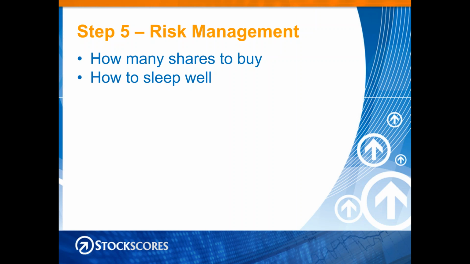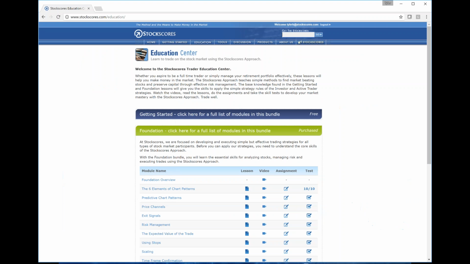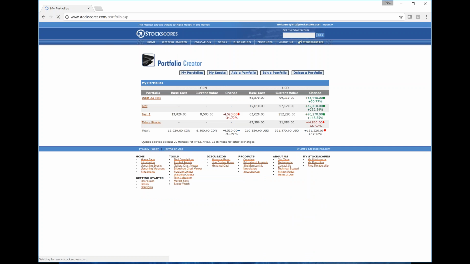All right, let's go to step 6. Track your trades. So now, once you start to build your portfolio, you need to watch them because you need to look for entry exit points. So let's jump back to stock scores, go to the tools menu, and there's 2 tools that are useful here, the portfolio creator and the watch list creator. Let's use the portfolio creator first.